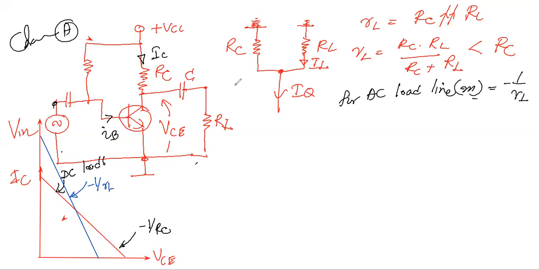Already you know how to get that DC load line. If you derive the equation for this DC load line, we have derived in the previous case IC equal to minus 1 over RC into VCE plus VCE divided by RC. This is the tangent. For the AC load line, this is the tangent value.